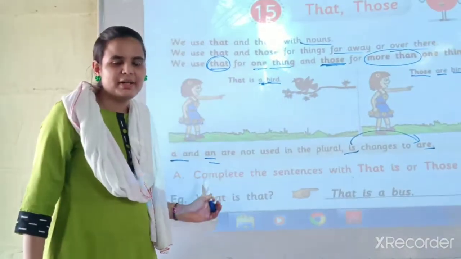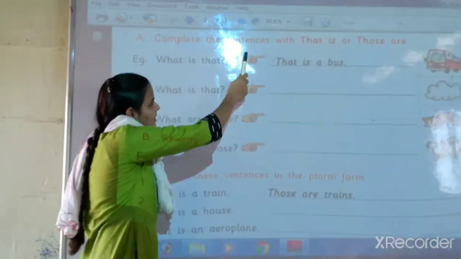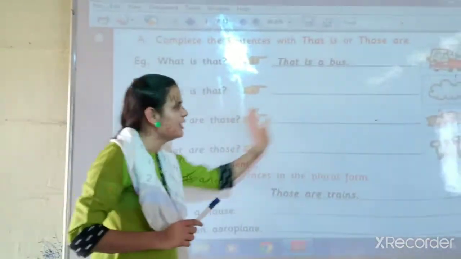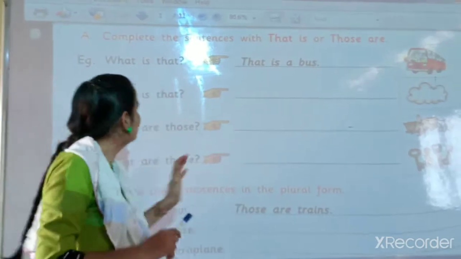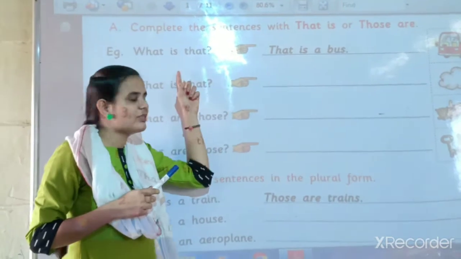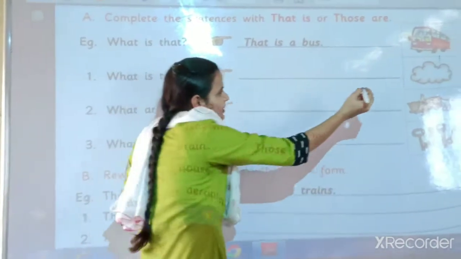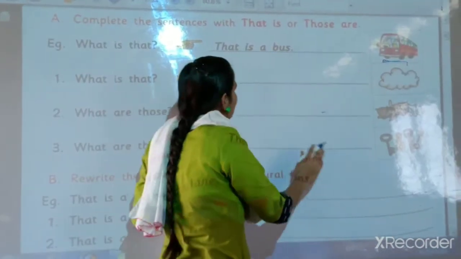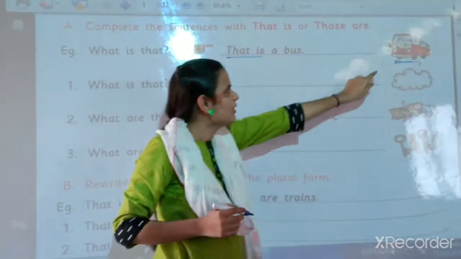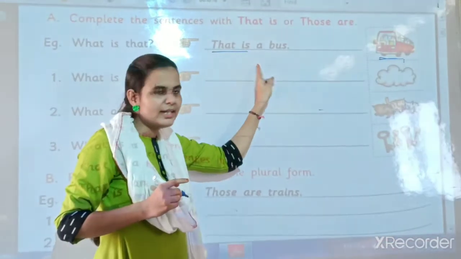Let's solve the exercise depending on this. See, part A, complete the sentences with that is or those are. As you can see, here are some questions and here are some pictures. For example, what is that? We use that and those for the things which are far away. As you can see, this picture is of a bus. How will we write? We will write that is. Why? Because here is only one bus, singular. So we will use here that is.